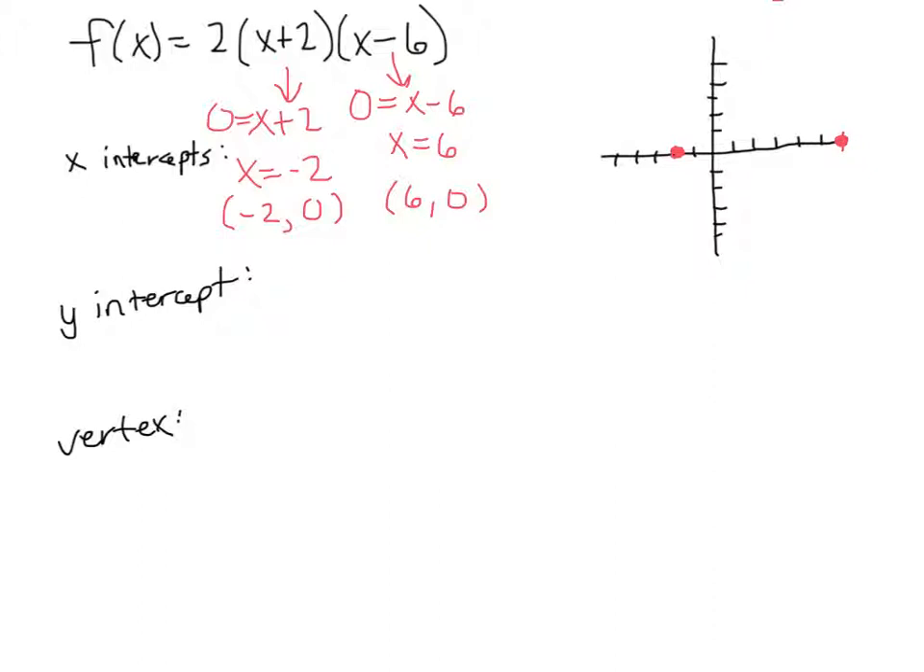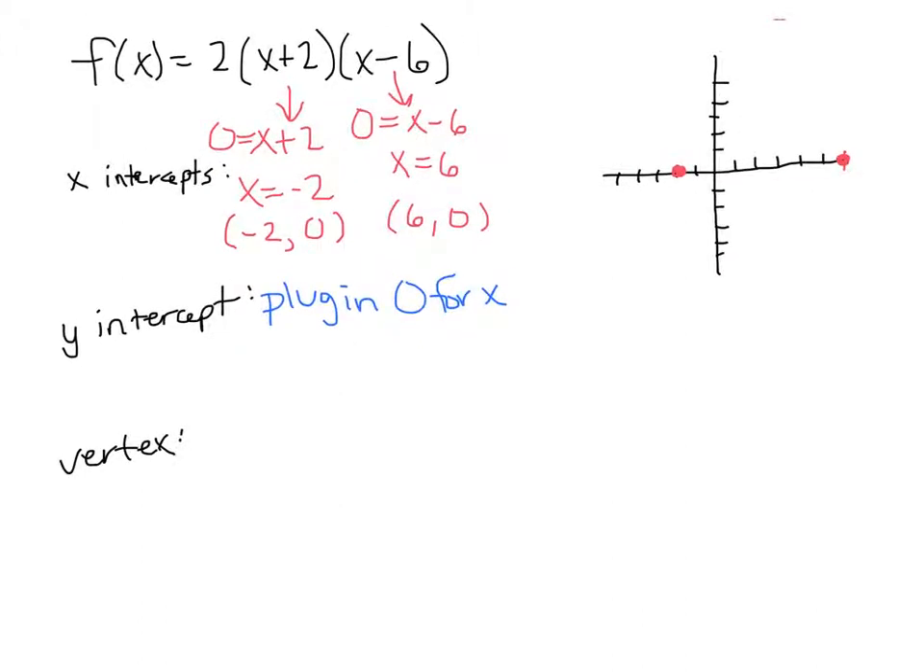To find the y-intercept, you plug in 0 for the x values. So we'll take our original equation, 2 times (x plus 2), but instead of x, we're plugging in 0: 0 plus 2, and again, x minus 6, plug in 0 minus 6. You can calculate these. 2 times 0 plus 2 is 2. 0 minus 6 is negative 6. Multiply all those numbers together, you should end up with negative 24.